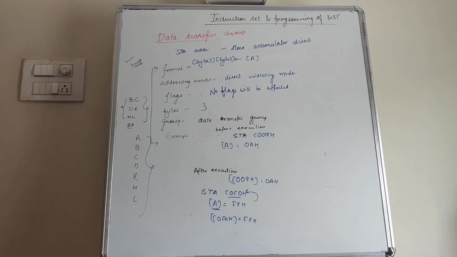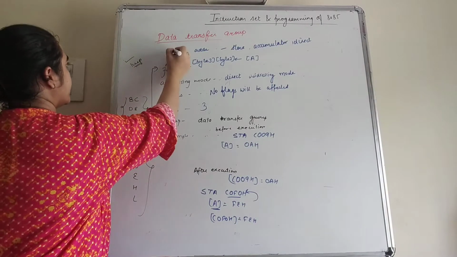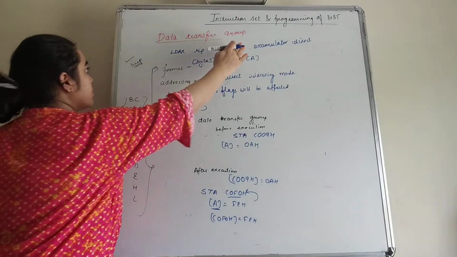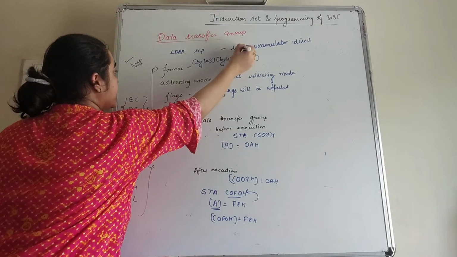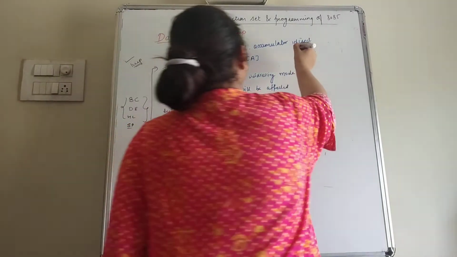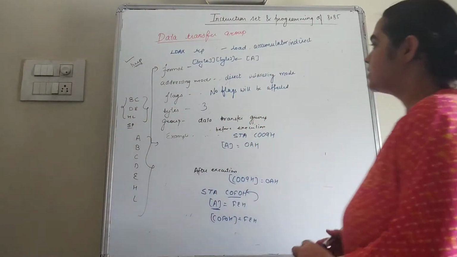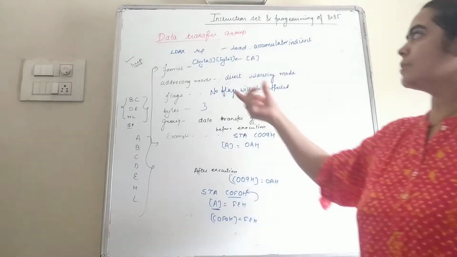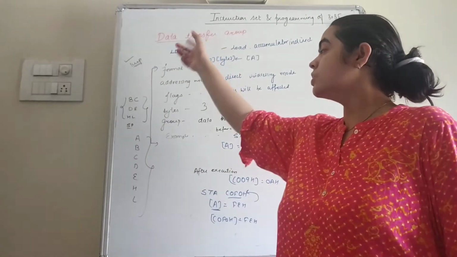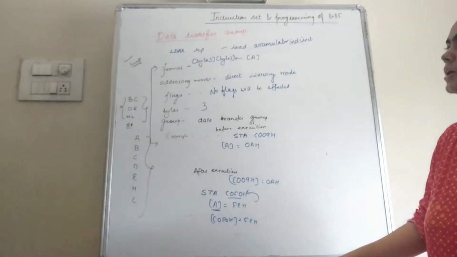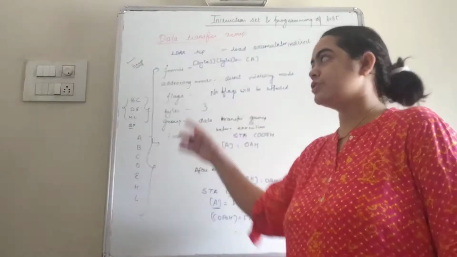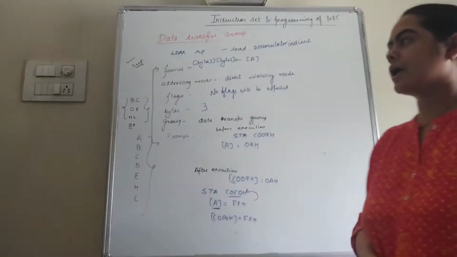Next instruction we have is LDAX RP. That stands for load the accumulator indirectly. Indirectly means the address is not given in the instruction. That address will be saved in the register pair, and we can retrieve the address, and from that particular address we can get the value which we are going to load in the accumulator.